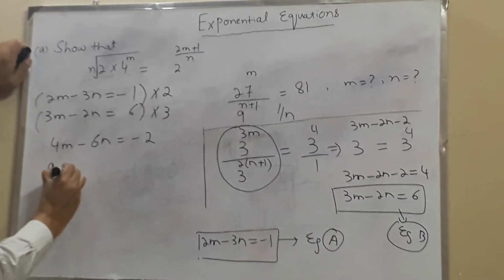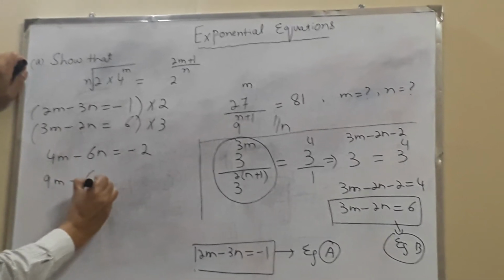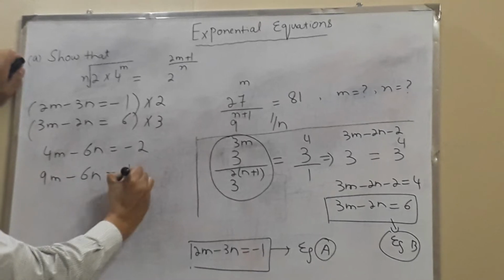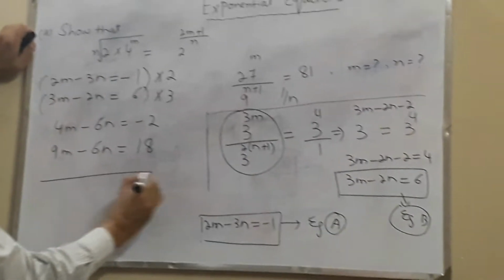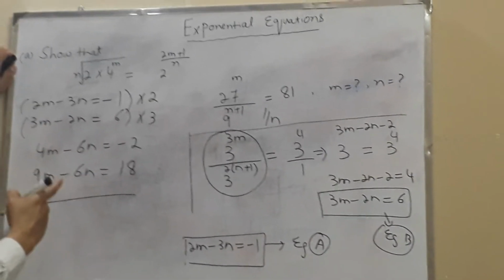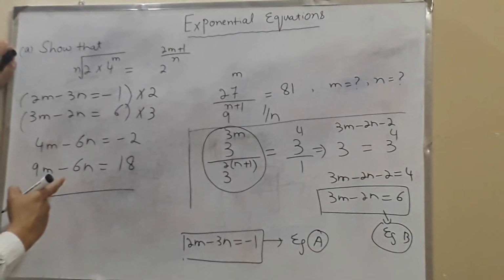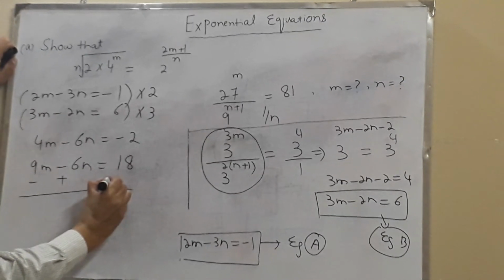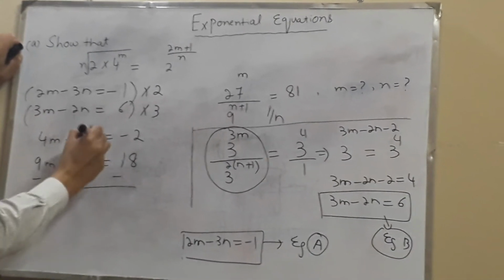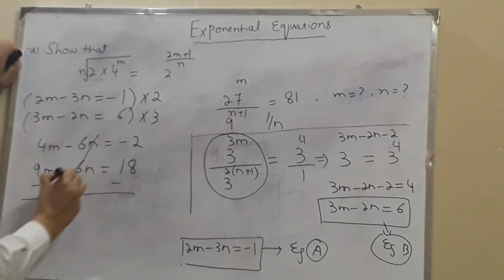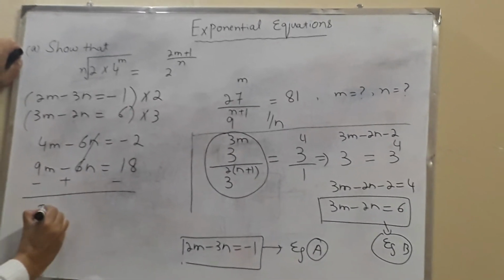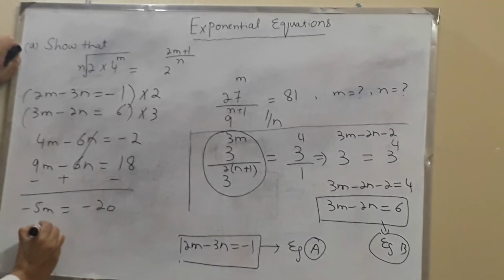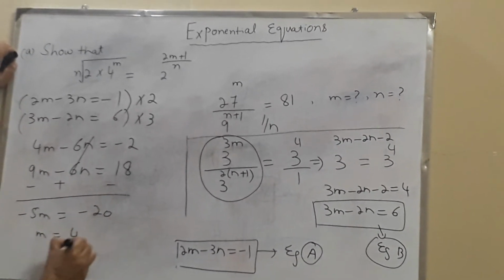9m minus 6n, which is equal to 18. So I'm going to subtract equation B from equation A. Minus and minus, so this is going to be 6n and 6n. We can cancel them. So we are left with minus 5m, which is equal to minus 20. And from here we get m is equal to 4.